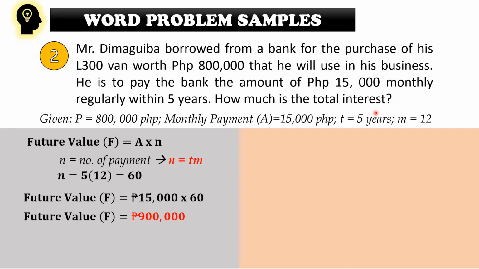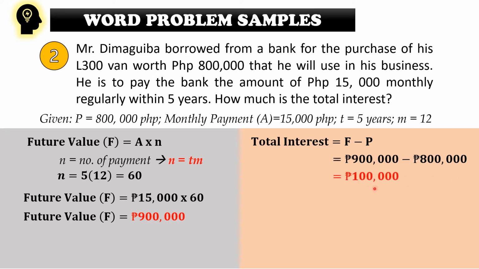So, to solve for the total interest, we're going to have to use the formula. Total interest is equal to F minus P, where F is the future value, given naman dito, and P is the principal amount, given din dito. So, let's substitute the values we have. 900,000 pesos minus 800,000 pesos is equal to 100,000 pesos all in all. And therefore, the total interest after 5 years is 100,000 pesos. This is now the conclusion, and we already solved problem number 2.